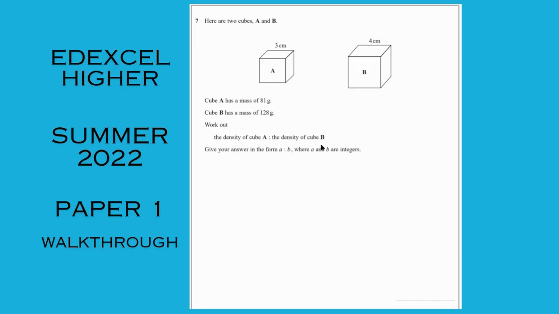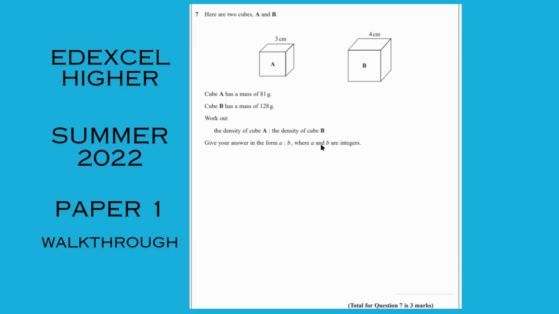Number 7. Cube A. Let's focus on cube A. Cube A is 3 by 3 by 3. In other words, has a volume of 27. B, 6 by 6, sorry, 4 by 4 by 4, 64. Got 6 on the brain.